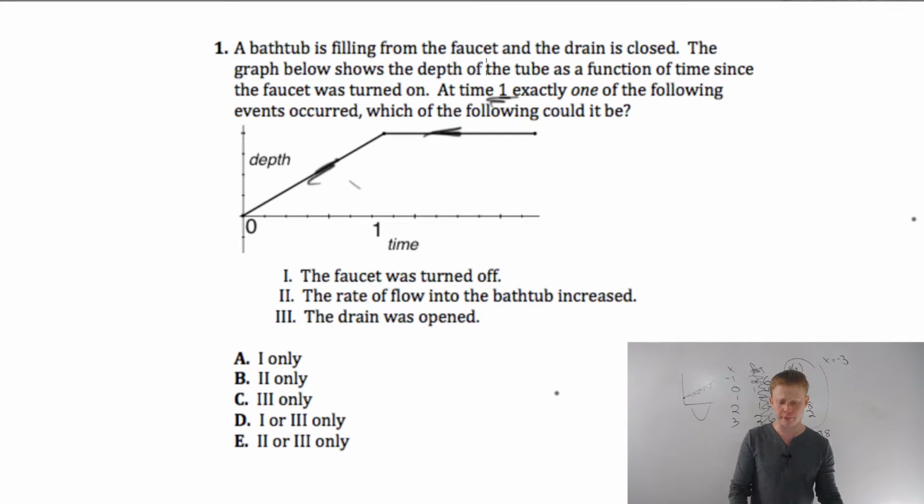So let's look at what's happening to begin with. Right now the bathtub is filling from the faucet, right? So right now the water level is going up. And at time one, it goes flat. Okay, so the faucet was turned off. That would work, right? The faucet's turned off, that means the water wouldn't increase in level anymore. So anything that doesn't have one, we're going to mark off.